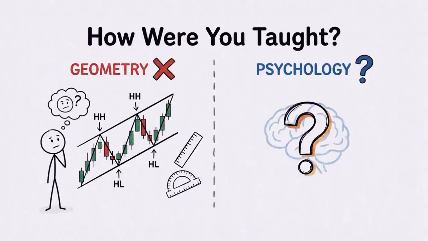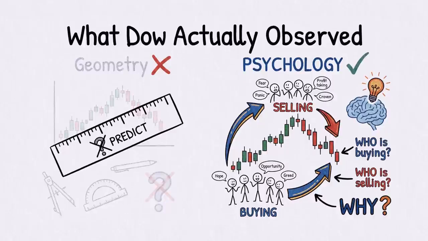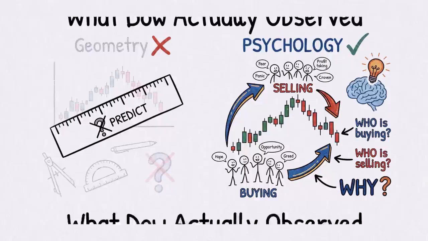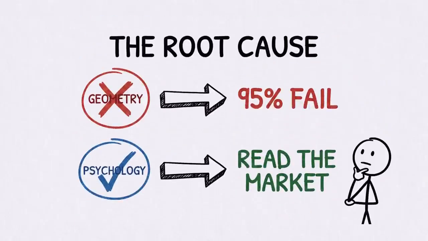Someone taught you Dow Theory as geometry. Draw lines, connect dots, wait for breakout. But that's not what Charles Dow observed 130 years ago. He wasn't drawing lines. He was reading psychology. The psychology of who is buying, who is selling, and why. And that distinction, geometry versus psychology, is exactly why 95% of traders fail with this theory.